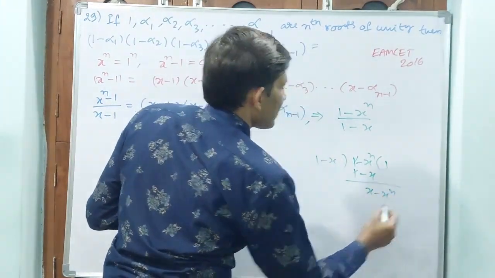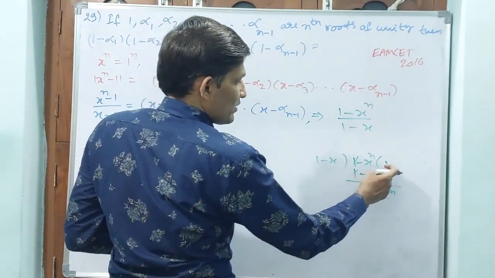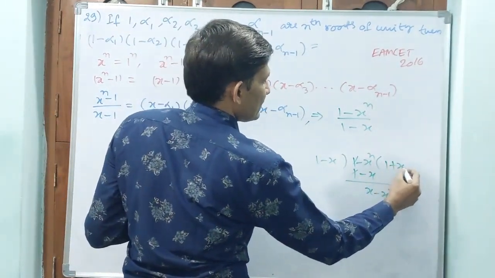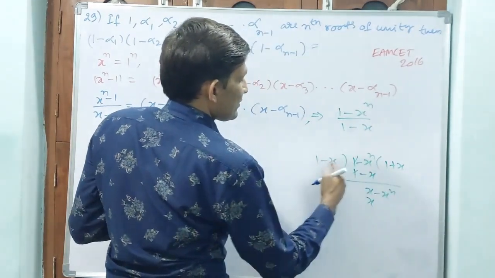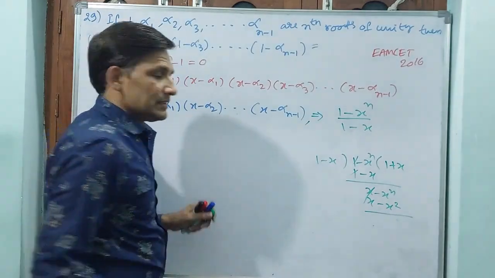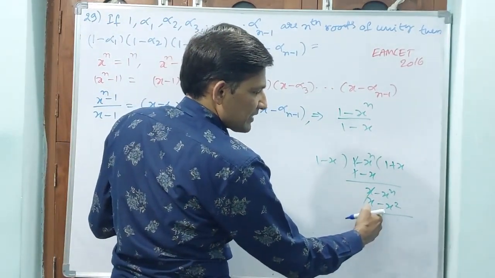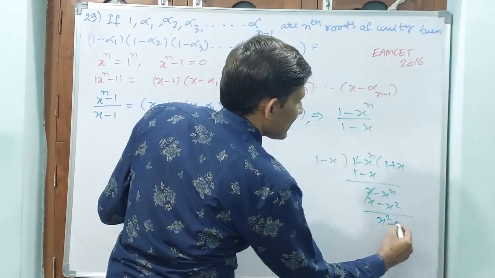X minus x power n. Is it okay? Definitely okay. You see, next time x is there. That means you have to keep x plus x. X into 1, x into minus x square. These two are going to get cancelled. This is going to become plus. Why? Because you are doing minus. Minus of minus plus x square minus x power n.